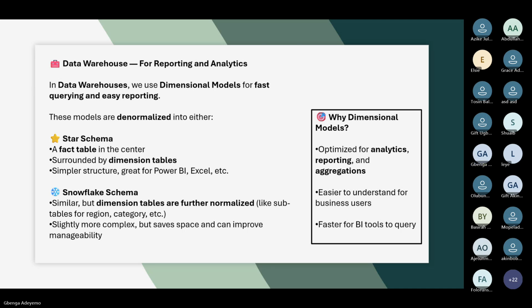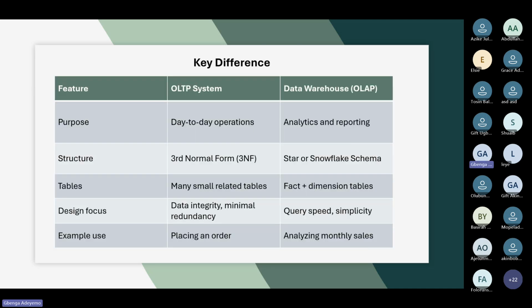Do we understand? Now, what's the key difference between OLTP and data warehouse? Purpose: day-to-day operations for OLTP; reporting and analytics for OLAP. For structure, OLTP is within third normal form, while the data warehouse is either in a star or a snowflake schema. Tables: many small related tables for OLTP; facts plus dimension tables for OLAP. Design focus for OLTP is data integrity and minimal redundancy, but for the data warehouse, it is query speed and simplicity, right?